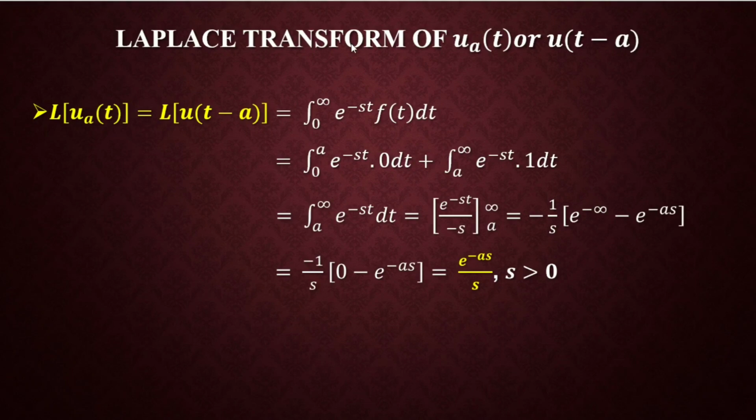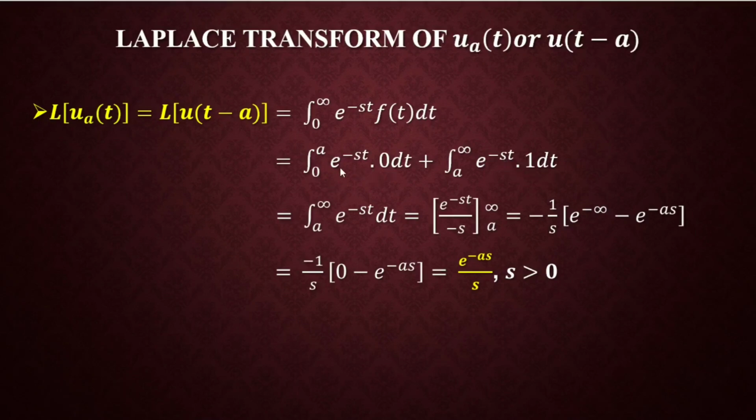Now let's take the Laplace transform of the unit step function. Laplace of u subscript a of t is equal to Laplace of u(t minus a), which is equal to the integral from 0 to infinity of e raised to minus st f(t) dt. Now the function value is equal to 0 when t is less than a, that is from 0 to a, and the function value is equal to 1 when t is greater than a, that is from a to infinity. Therefore, integral 0 to a of e raised to minus st into 0 dt plus integral a to infinity of e raised to minus st into 1 dt.